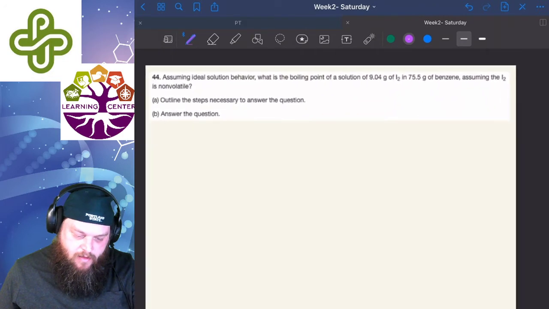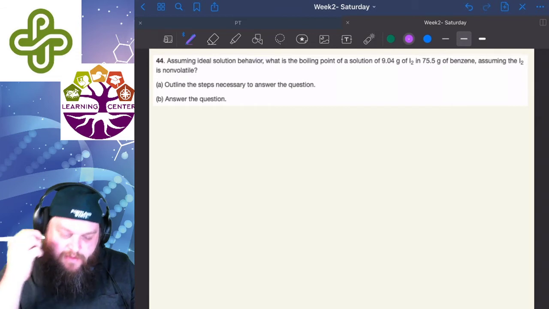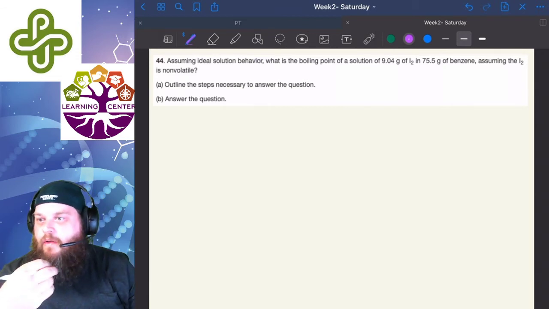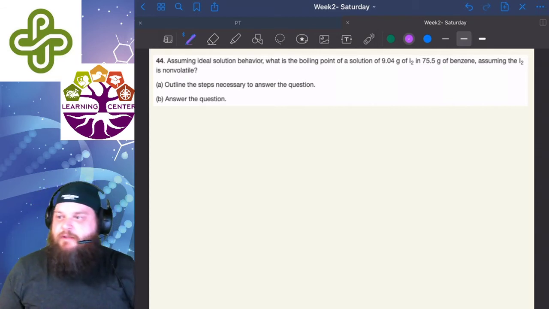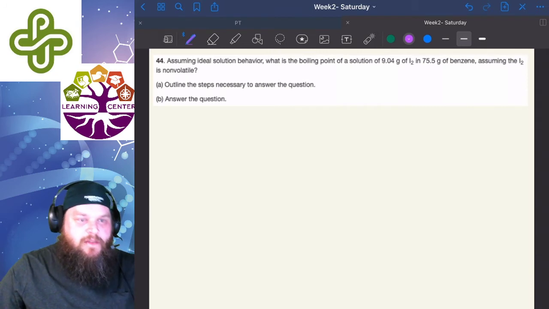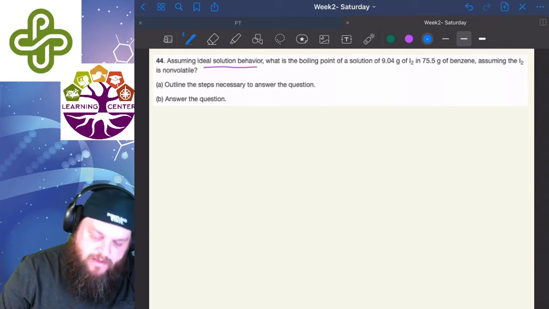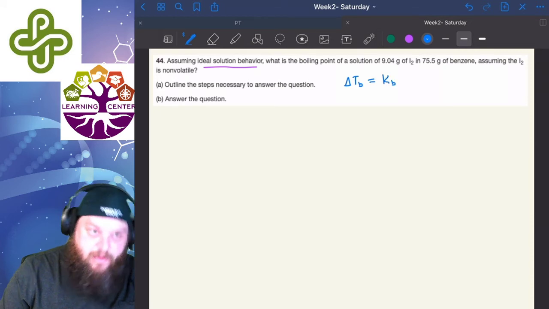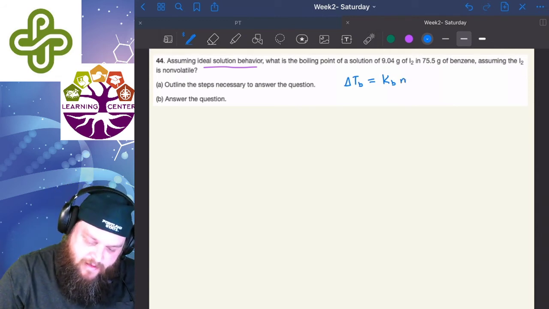Moving on. For number 44, we're going to assume ideal solution behavior. So what we're looking at is the depression, or the increase in boiling point. As you mix things into solution, you change the boiling point of the solvent slightly based on the concentration of that solution. There's a basic equation that we use for any ideal solution behavior, which is the change in the boiling temperature is equal to this constant, the boiling point elevation constant, times the molality.